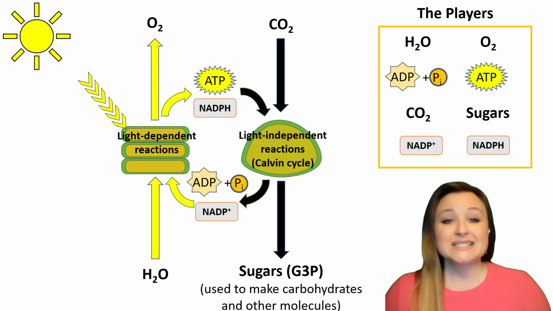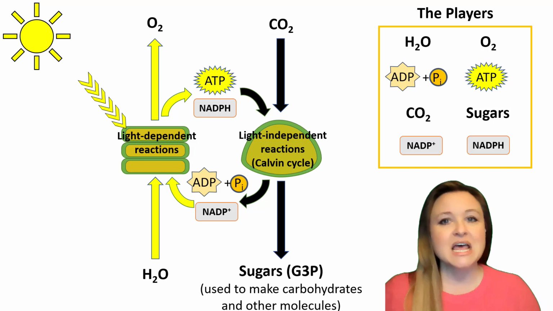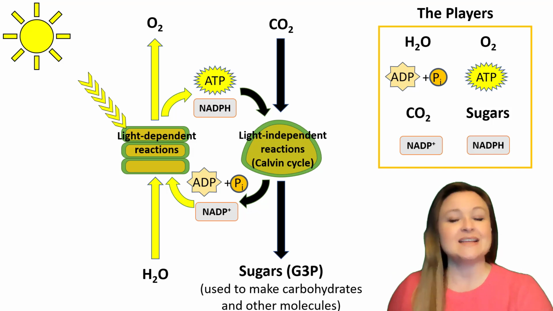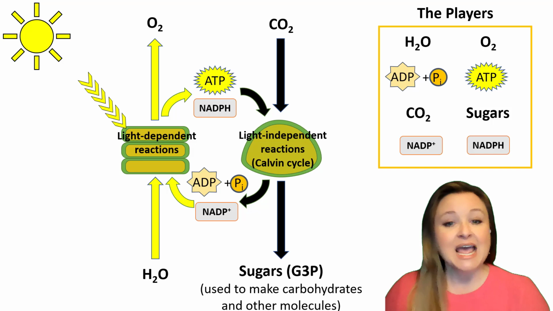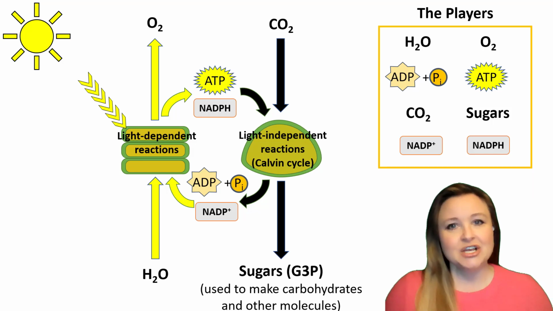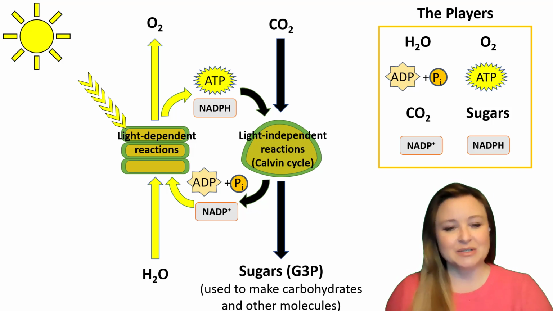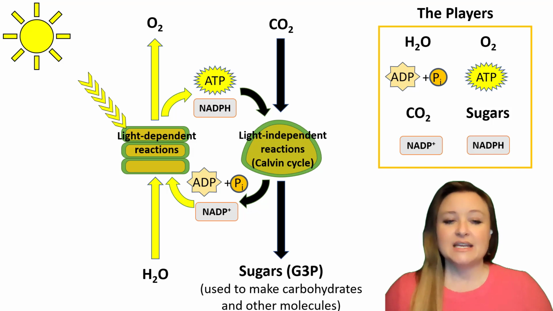So you can see that ATP and NADPH are products of the light-dependent reactions that are actually reactants in the Calvin cycle. Similarly, after the Calvin cycle takes place, that ADP and phosphate group, as well as NADP+, are going to be used in the light-dependent reactions again. So it's a cycle between the light-dependent reactions and the Calvin cycle. So to understand photosynthesis, it's really important to know all the players involved and how they're involved in either the light-dependent reactions or the Calvin cycle.